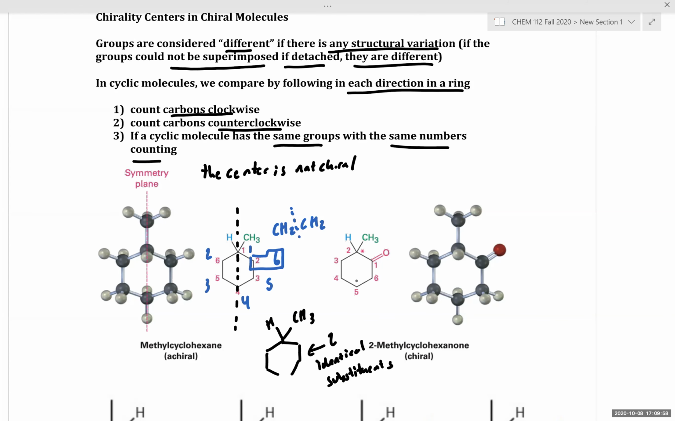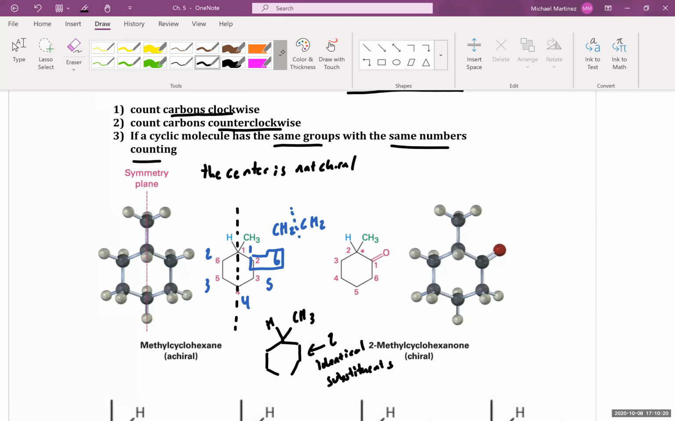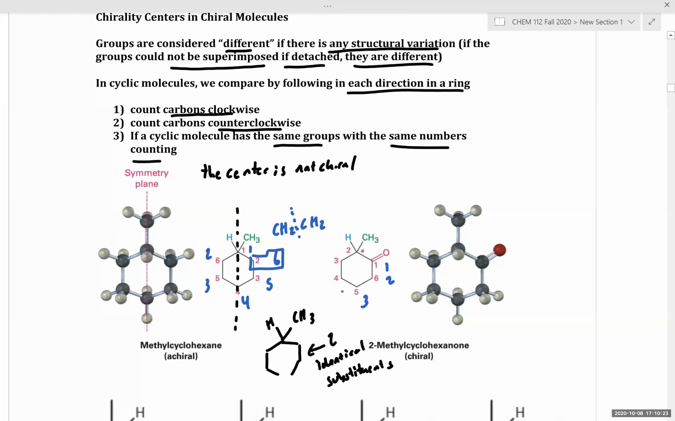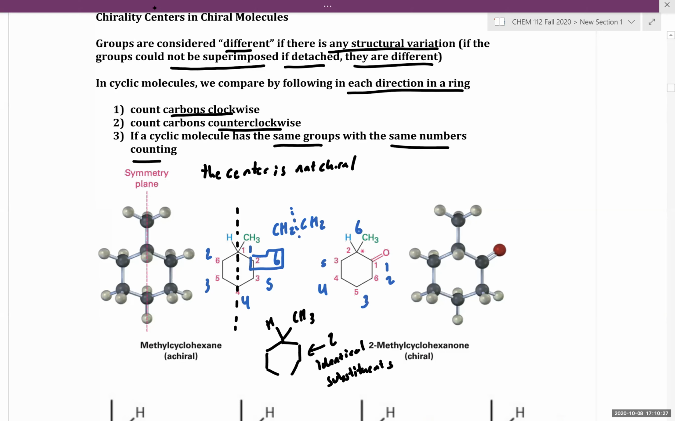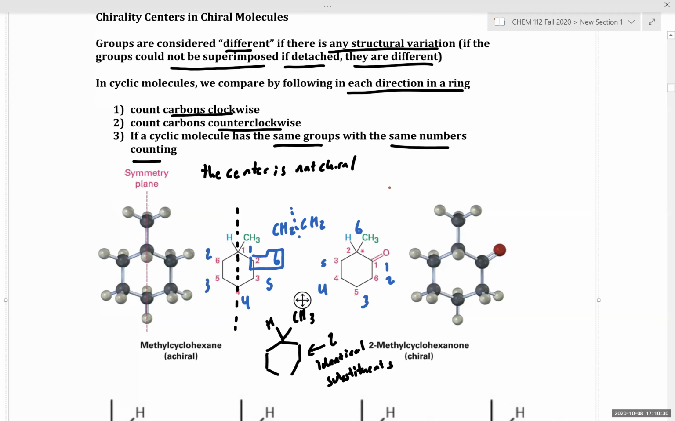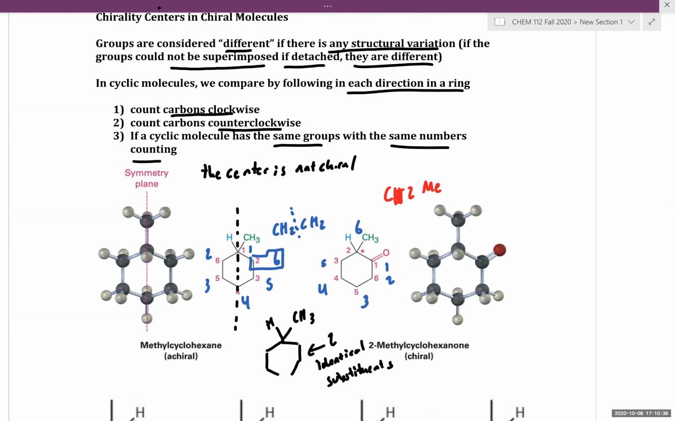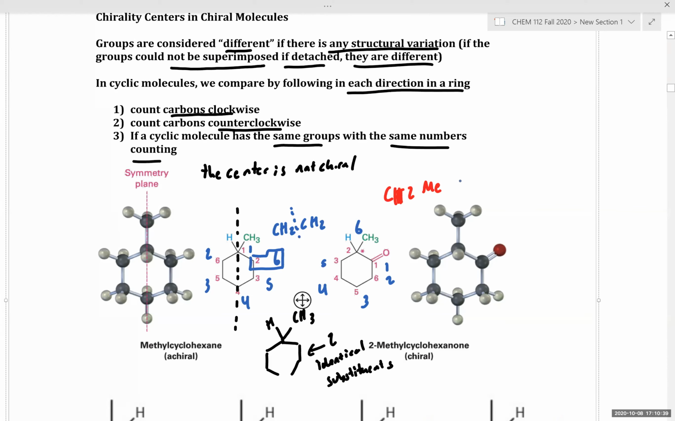Chirality and stereochemistry are very much concerned with molecular shape, as different stereoisomers have different molecular shapes, different 3D shapes. So for methylcyclohexanone, if we count our carbons clockwise and counterclockwise, we notice that in the red counting method, at carbon number 2, we have a methyl group. Okay, well, in the blue counting method at carbon number 2, we just have a hydrogen.